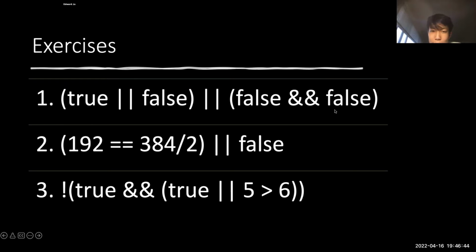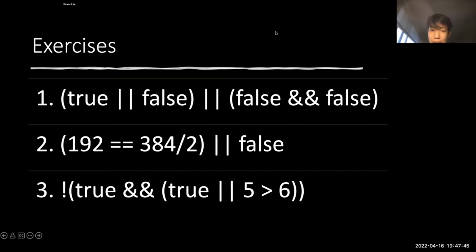And then for the second one, does anyone know if it's true or false? Yeah, I think Albert realizes why it's true. This is because 384 divided by 2 is 192. And this problem also introduces a concept, which is that when you have the comparison, you want to evaluate both sides of the comparison first before it gives you a Boolean. So you would do the division first, 384 divided by 2 equals 192. And then 192 equals 192. So that would give you a true.